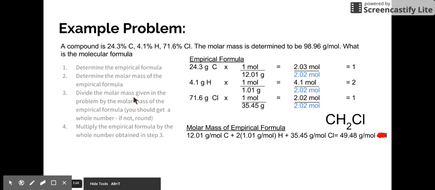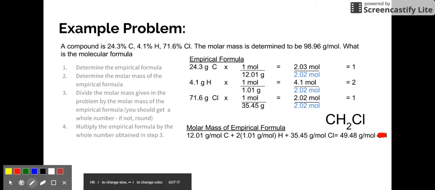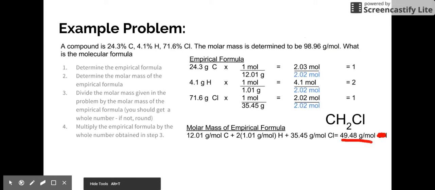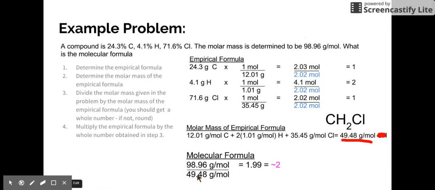Next, it says divide the molar mass given in the problem. Oh, hey, we have a molar mass given in the problem. That's right here. Here's our molar mass given in the problem, 98.96 grams per mole. Divide that by the molar mass that we figured out of the empirical formula. So let's go ahead and do that. Here's the molecular formula, or at least the ratio. 98.96, that's what was given to us in the problem, divided by 49.48, that's the molar mass of the empirical formula. That gives me about 2, which is the ratio I need.